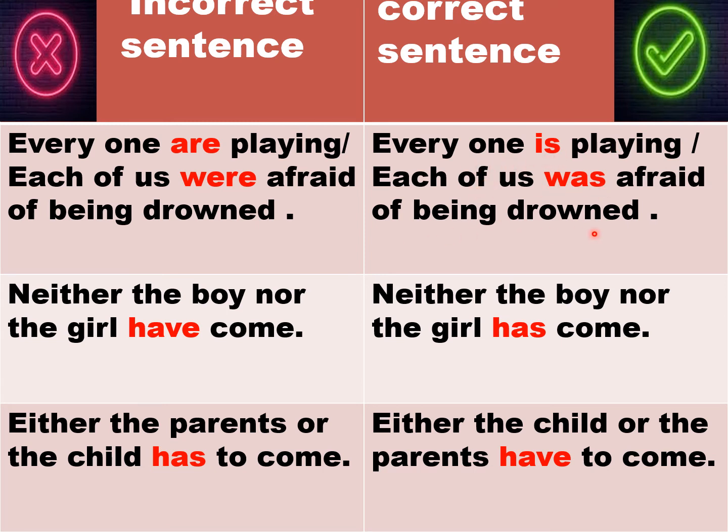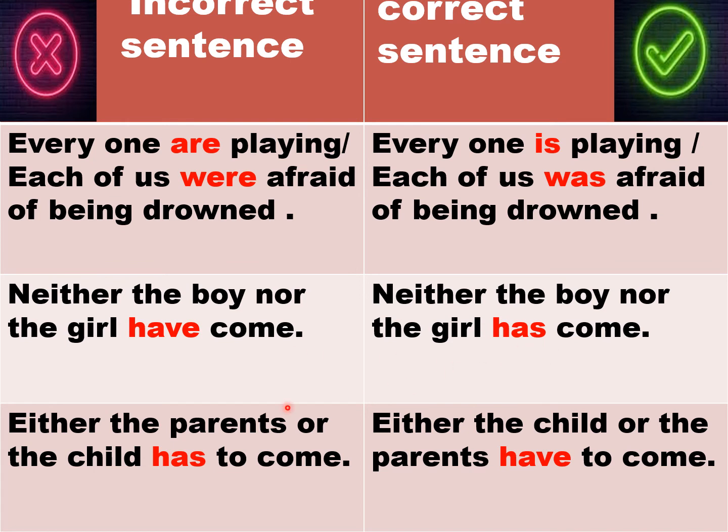The next sentence: neither the boy nor the girl have come. Here we have neither nor and two singular subjects, boy and girl. If two or more singular subjects are joined by or, nor, either or, neither nor, then the verb must be singular. Neither the boy nor the girl has come. Have is plural and has is singular.